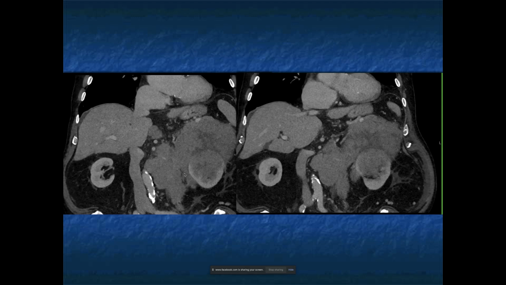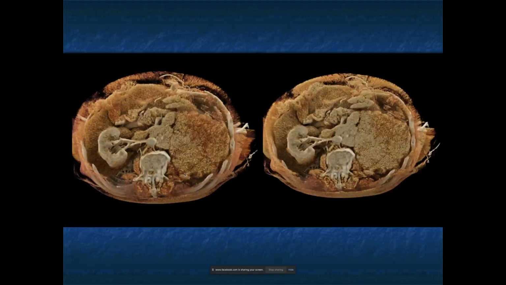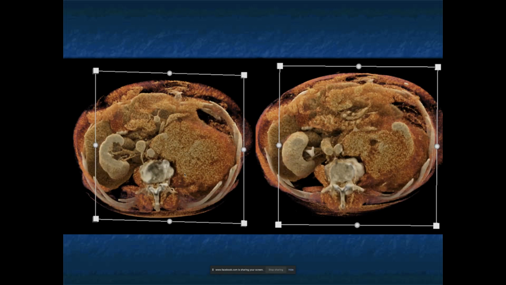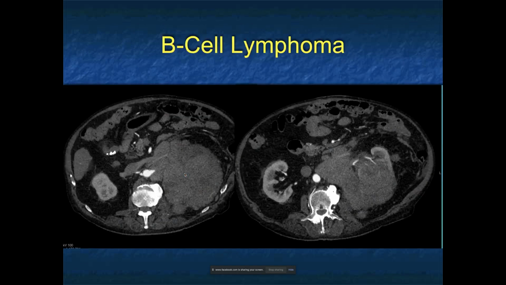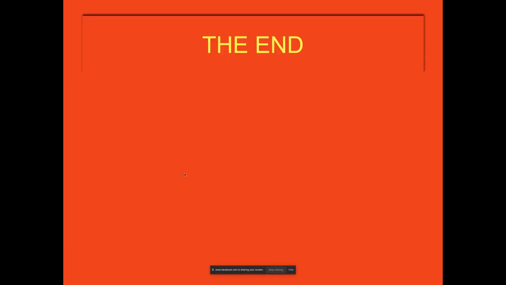Beautiful example of infiltration of the peri and pararenal space and involvement of the kidney, and nicely shown in cinematic, in a patient who has B-cell lymphoma. Just a really, really nice example, and something to be aware of. So that was just a great case.